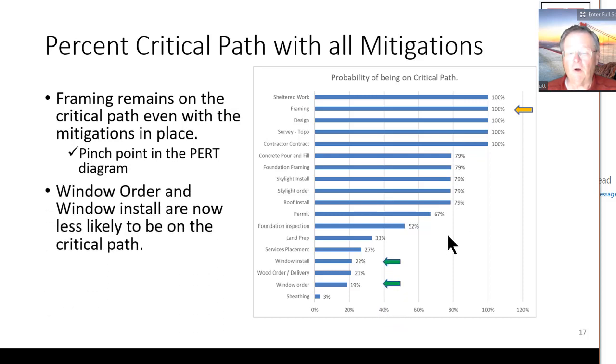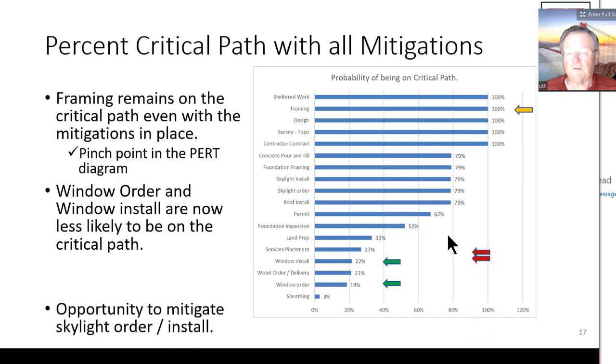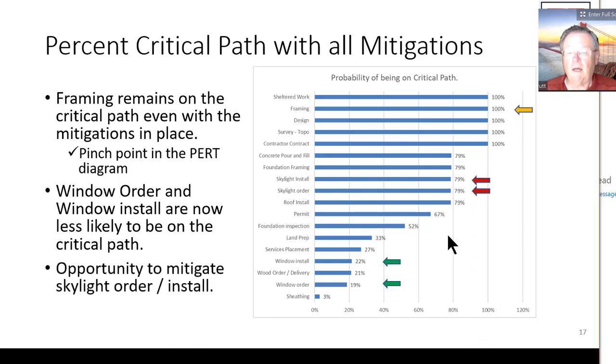Window order and window install, which we worked on and mitigated, are now less likely to be on the critical path. So we can see the impact of our mitigations. And we now have an opportunity to mitigate the skylight order and the install of the skylights. So that might be another mitigation we could look at.